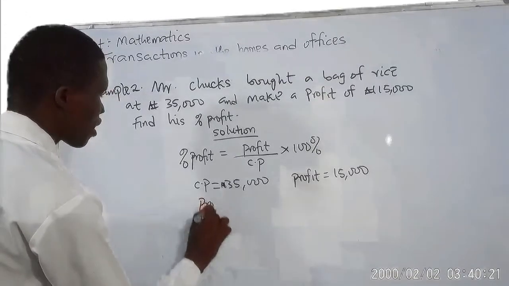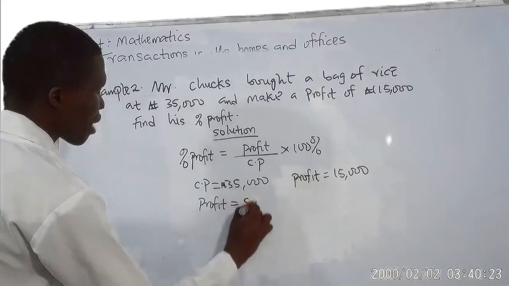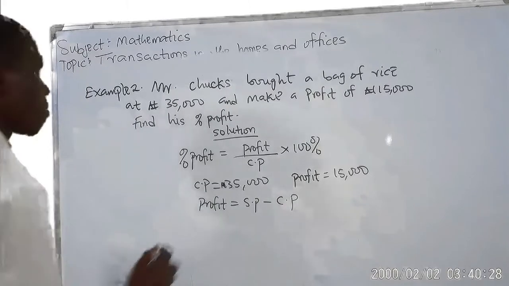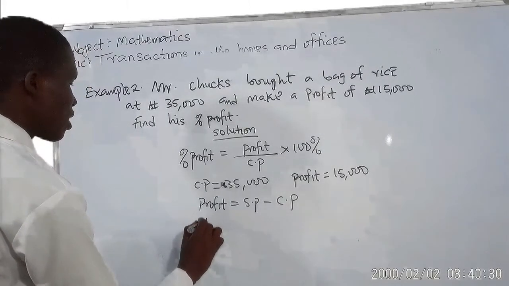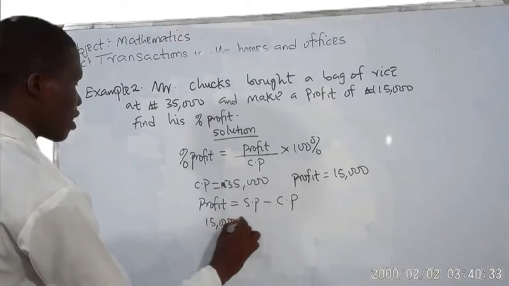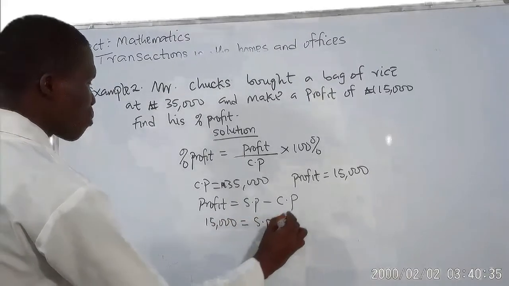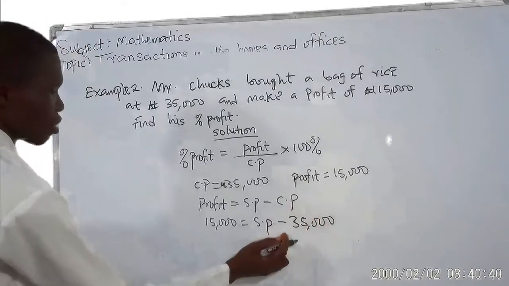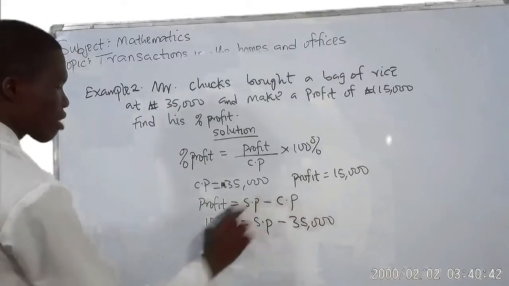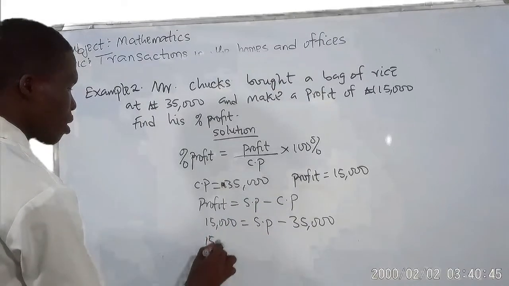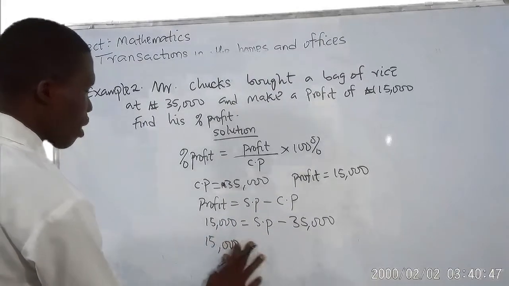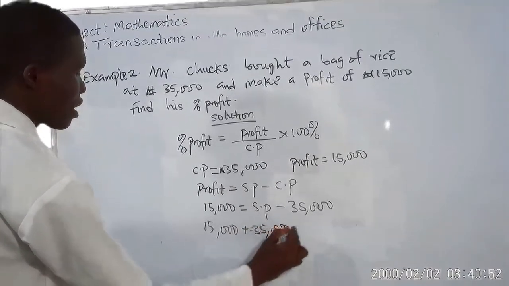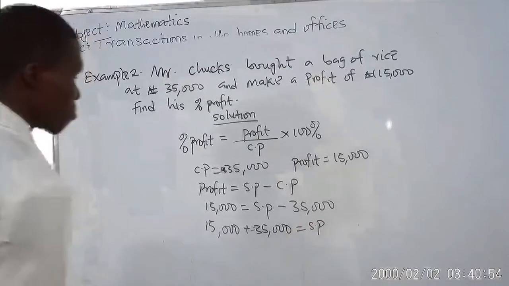Selling price equals, our profit equals selling price minus cost price. Okay, profit is 15,000, selling price we don't know, cost price 35,000. So this is minus 35,000. When it crosses to this side, it turns to plus. We have plus 35,000 equals selling price.